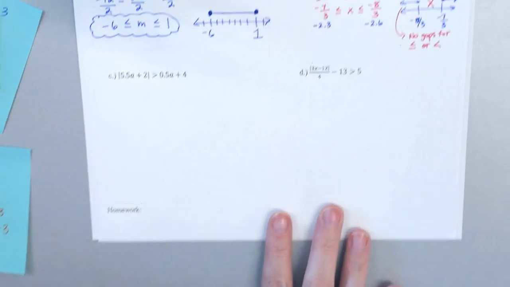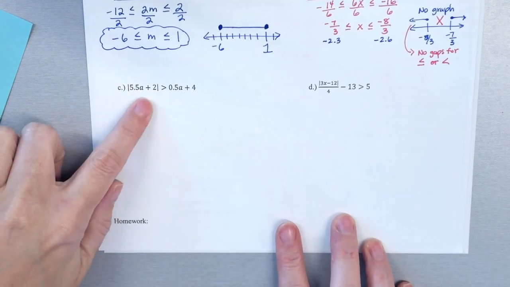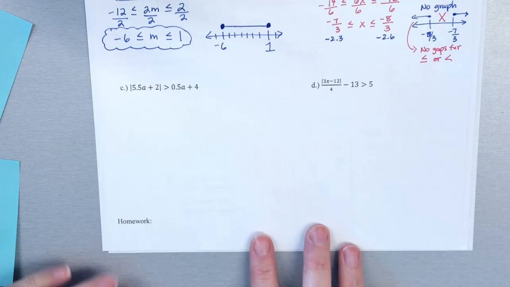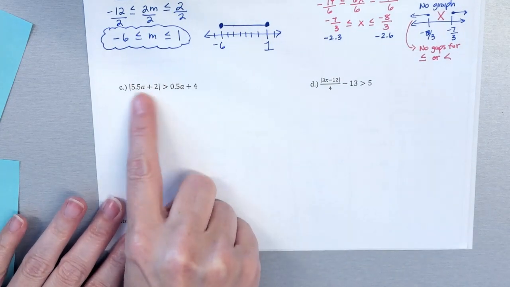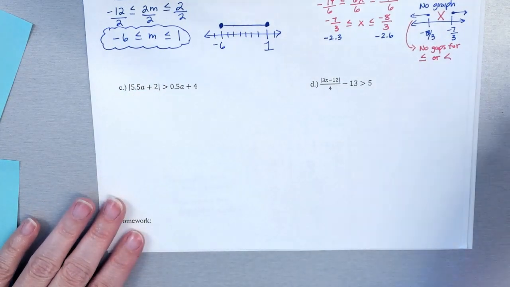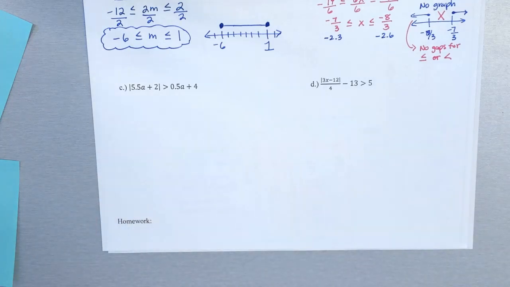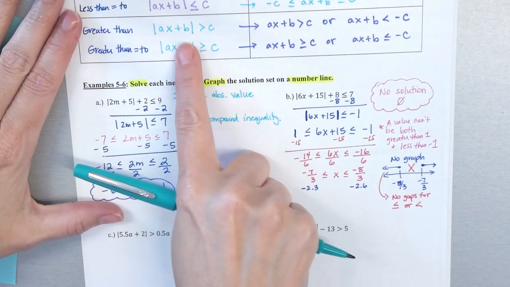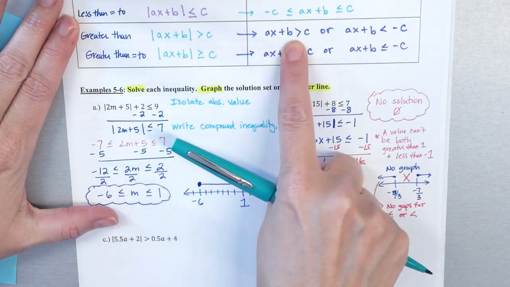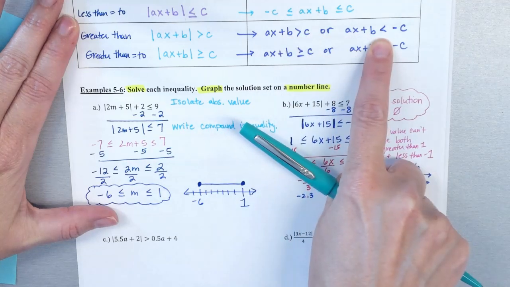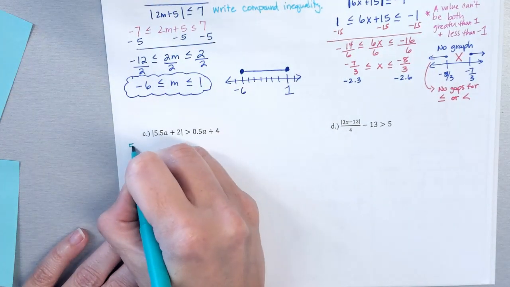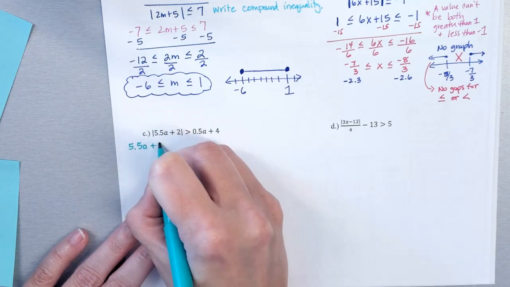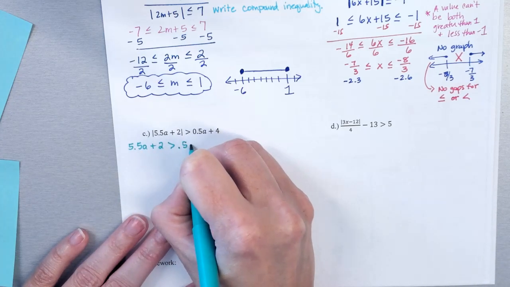So then for part C, we have the absolute value is greater than 0.5a plus 4. This is isolated already. There's nothing that's added or subtracted to it. So we can go ahead and write our equivalent values. This one is greater than, so I'm just going to use my chart. So for the greater than, I either have this or this. So I have 5.5a plus 2 is greater than 0.5a plus 4.